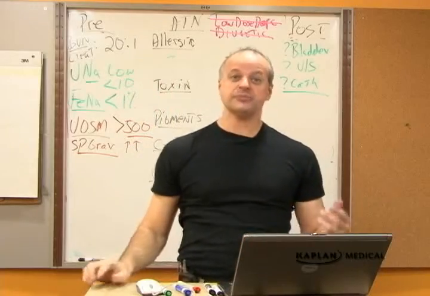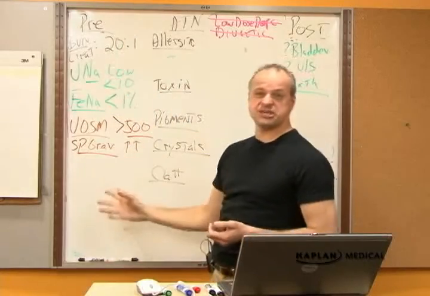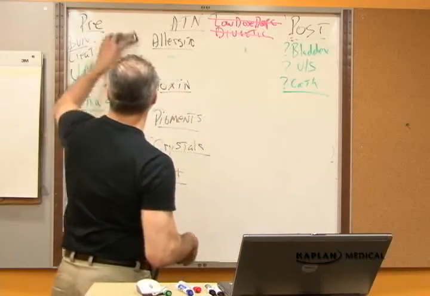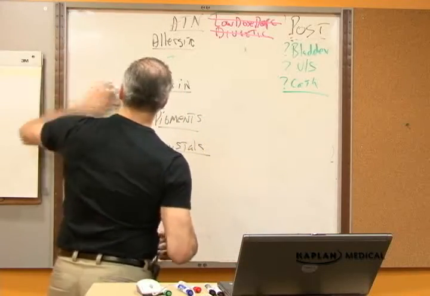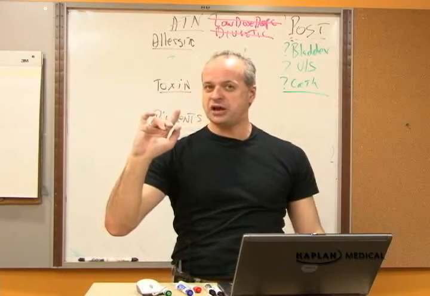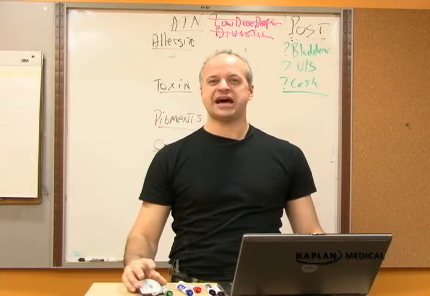You hydrate them to prevent any degree of pre-renal azotemia, and then you wait for the kidneys to get better on their own. So acute tubular necrosis is a combination of hypoperfusion, maybe with the toxin.